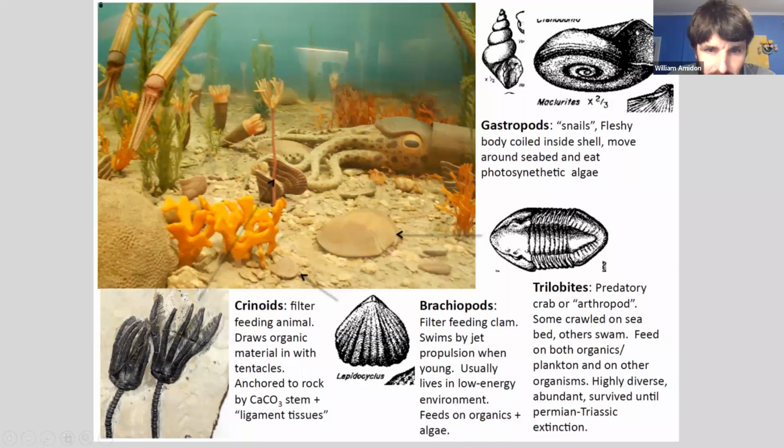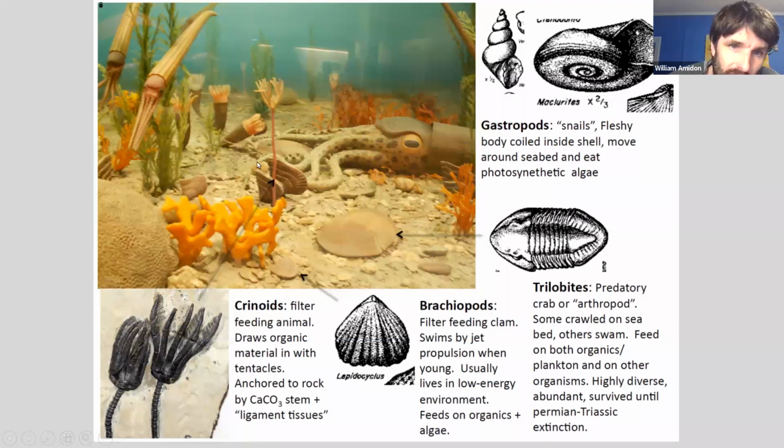We had brachiopod shells. These are basically filter feeding clams. These really are very similar to the clams we have today. Trilobites, the earliest predatory crab, was crawling around looking for yummy organic material to eat. We had gastropod snails, corals. This is a honeycomb coral right here in the left part of the diorama.